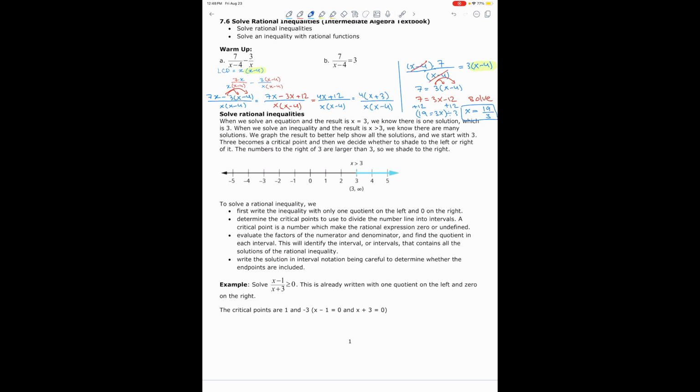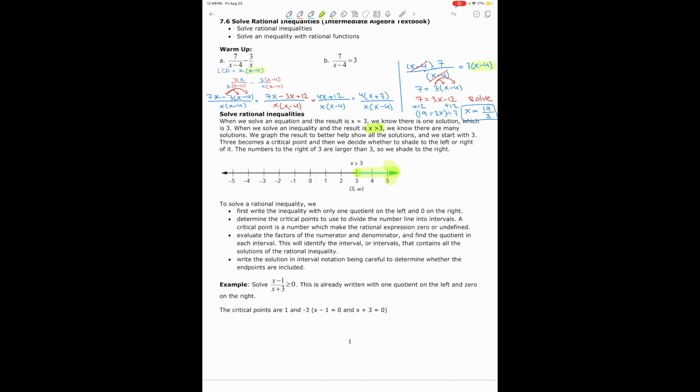As you can see here, when we solve an equation, the result is going to be just one solution. But when we solve an inequality, the solution is not going to be just one answer, because the result is going to look something like this: x is greater than 3, for example, or x is less than 3. We know that there are many solutions in this case. My suggestion is we graph the result to better help us show all of the solutions. If we want to graph this solution on a number line, you're going to highlight the direction of this inequality.